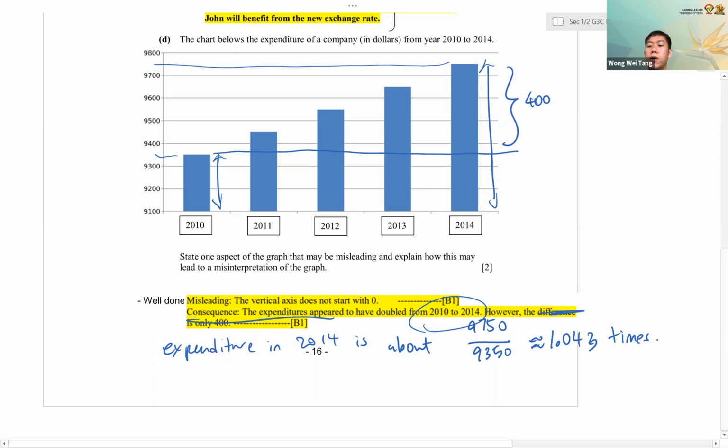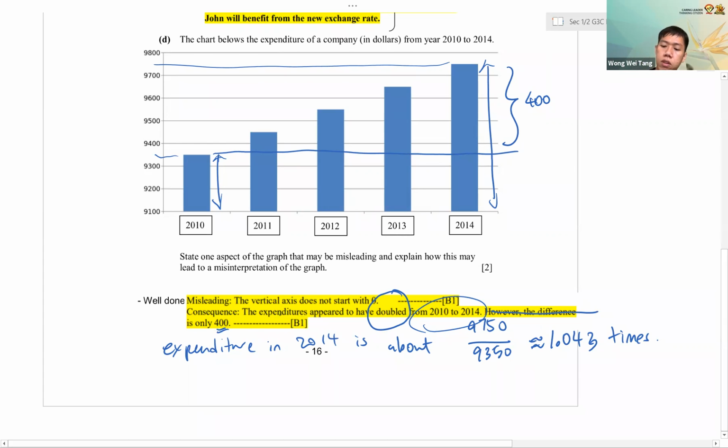Okay, so when we do it this way, you are directly comparing what the graph appears to tell you. It appears to double, and then your calculation shows that, hey, actually it is not double, it is only 1.043 times. This is better than saying the difference is only 400, because 400, so is that 400 actually one time of the value in 2010? So there can be some improvements to this answer.